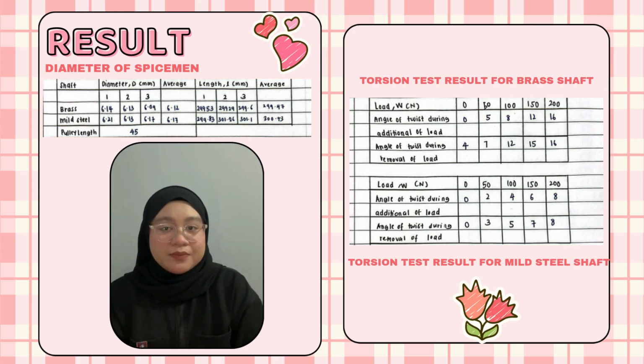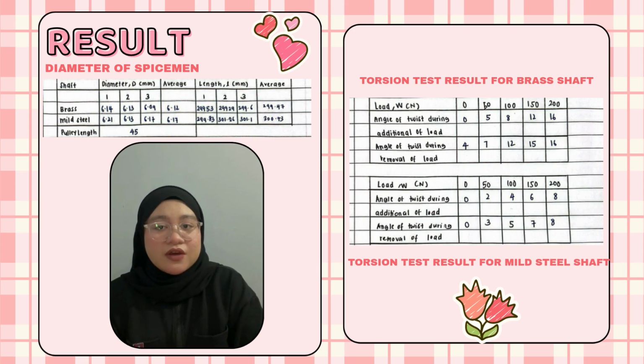Next, I will explain table 2, which shows the torsion test results for the brass shaft. The applied load was increased from 0 Newton to 200 Newton and the corresponding angle of twist was recorded. During the addition of load, the angle of twist increased from 0 degrees to 16 degrees as the load increased.